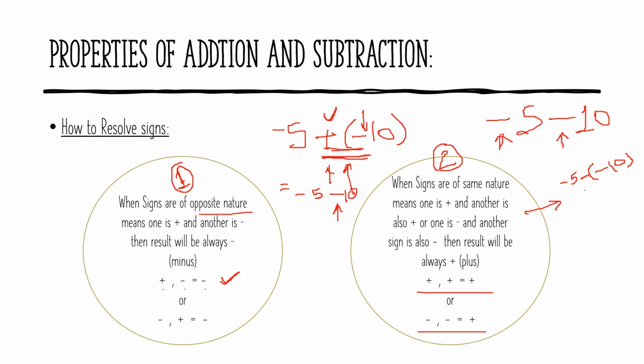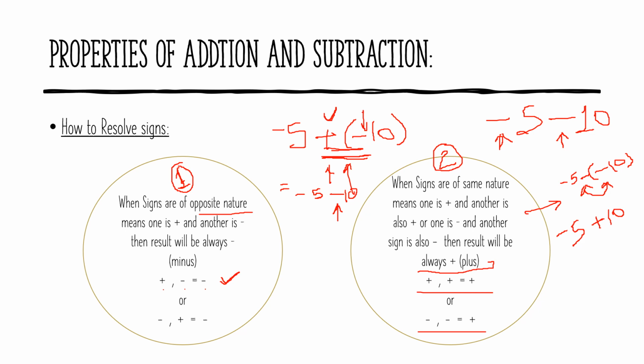So here if you see, these two signs are together, this minus and this minus, and we see that both the signs are of same nature, means both are minus only. So what we can do, we can replace those two signs with a plus, means they are of same nature. So for same nature the result will always be plus here. So we can replace those two signs with a plus and can write like this, and then we can further solve this problem. So this is how we can resolve.